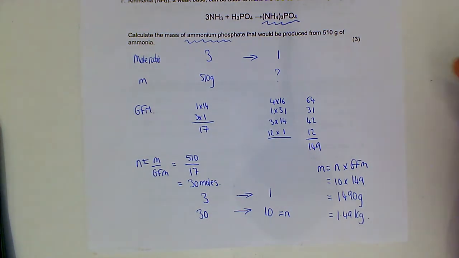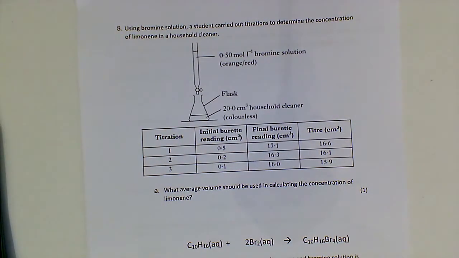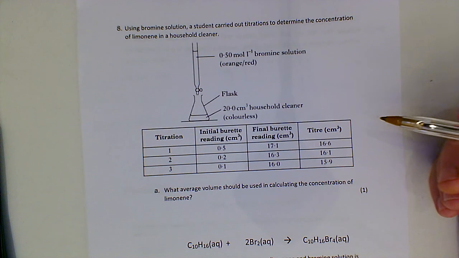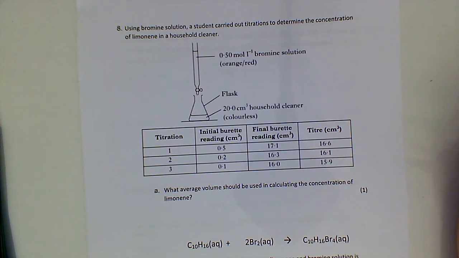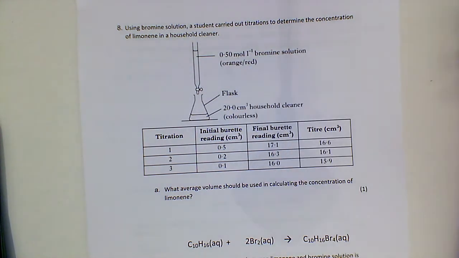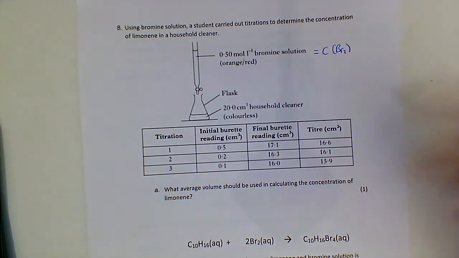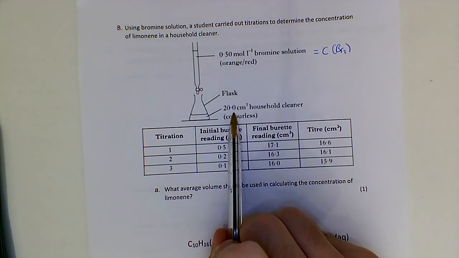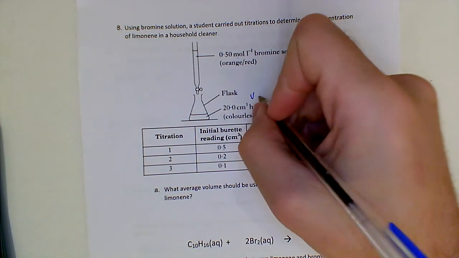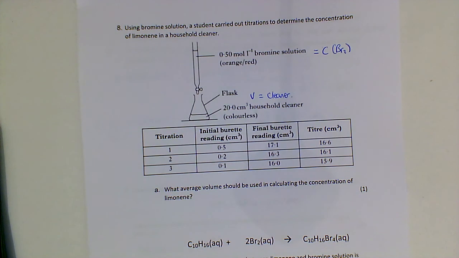And we've got one final question, and it's a titration question. So this titration question is really important because in a titration question you usually have a diagram, and that diagram gives you information that you need to use. Okay? So I've got a bromine solution and I've got a concentration here. So that is my concentration of bromine. I've got a flask and it's got 20 centimeters cubed, so that is a volume, and that is a volume of cleaner.